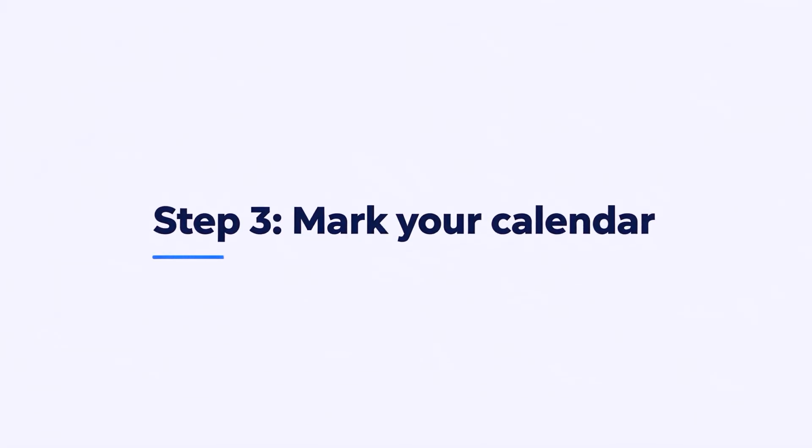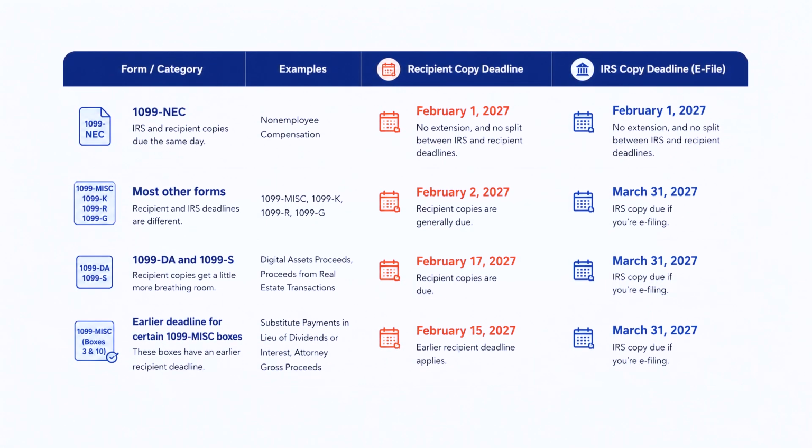Step 3. Mark your calendar. Deadlines depend on the form. 1099-NEC, IRS and recipient copies are both due February 1st, 2027. No extension and no split between IRS and recipient deadlines. Most other forms like 1099-Miscellaneous, K, R, and G, recipient copies are generally due February 2nd, 2027, while the IRS copy is due March 31st, 2027 if you're e-filing.